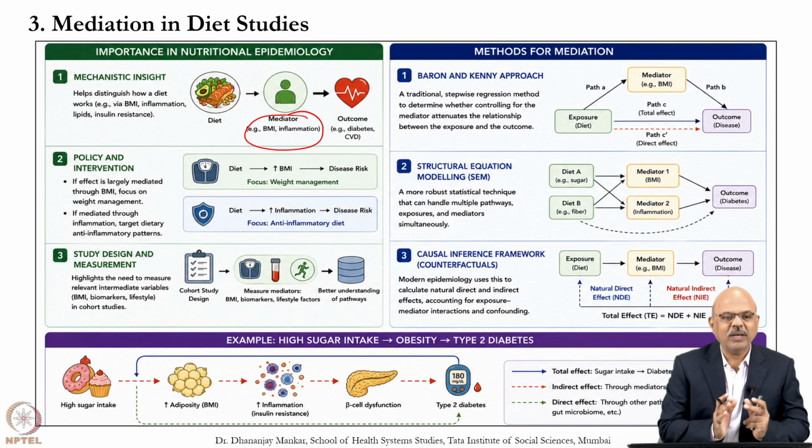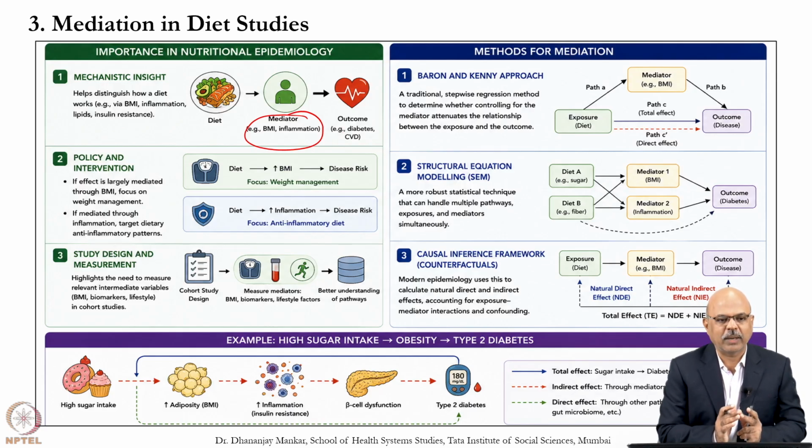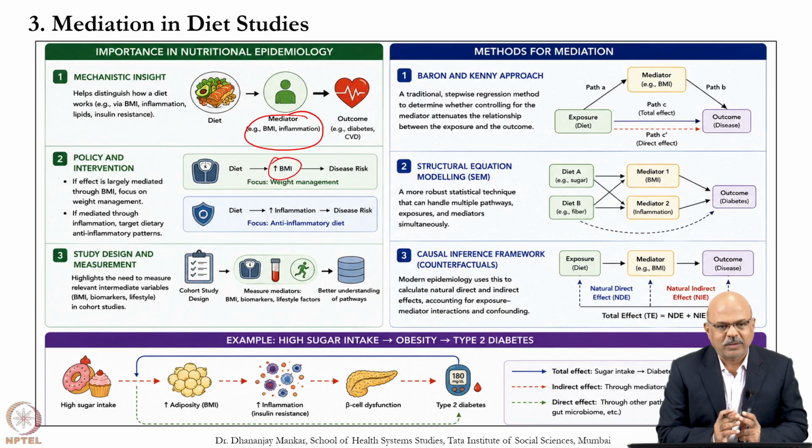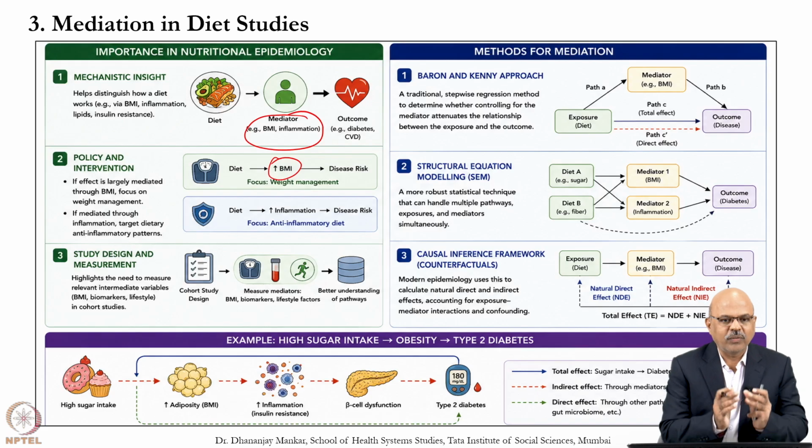Okay, and policy and intervention. If the effect is largely mediated through BMI, the focus is on weight management. You may see BMI and the diet risk, so the focus is on weight management. If you do weight management, the disease risk will be lesser. In the first case, if BMI and inflammation come in as mediators, the outcome will also be derived in a mechanistic way.